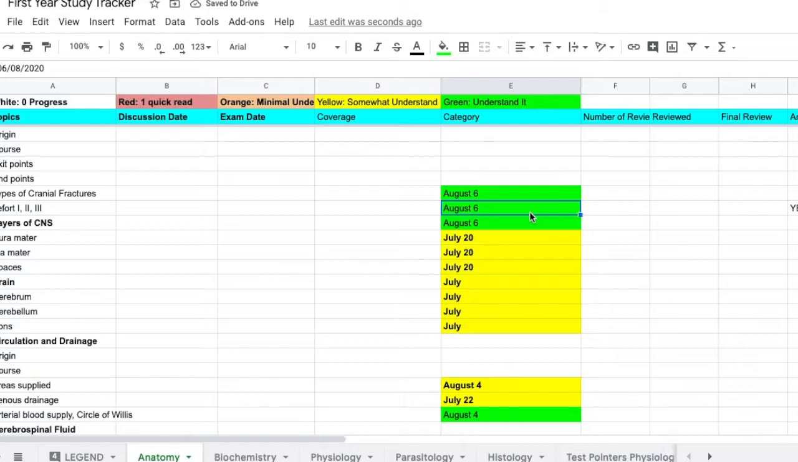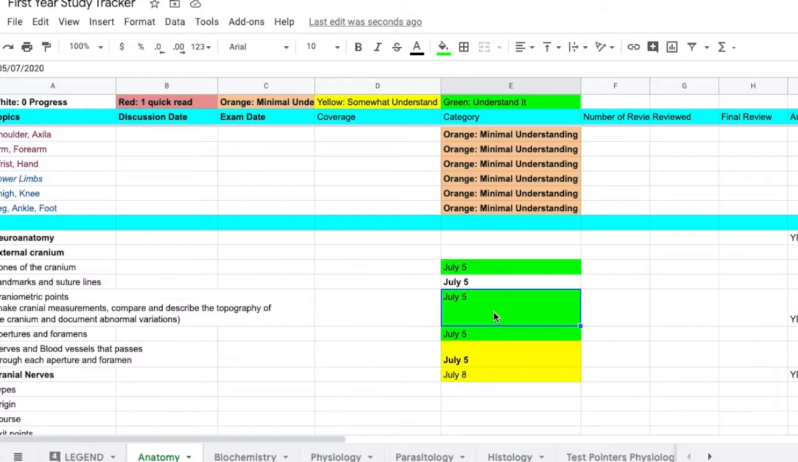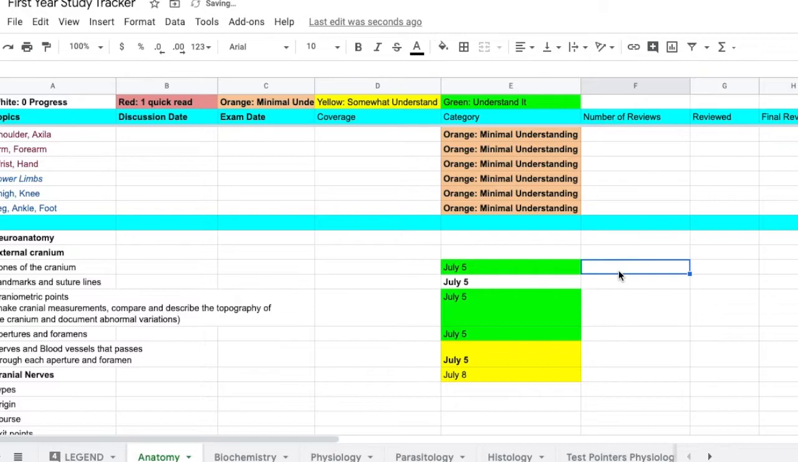If you notice, there are dates. These dates show when I last read a specific topic, so I will know how long ago that was, or if I have to read it again, because the last time I read this one was only last July 5. Though it's in green, it was a while ago since I browsed through the topic. Ideally, I could have placed the number of times I reviewed that topic here.